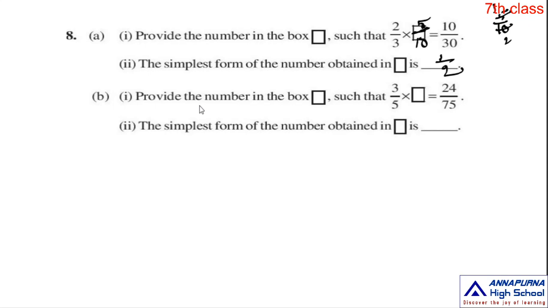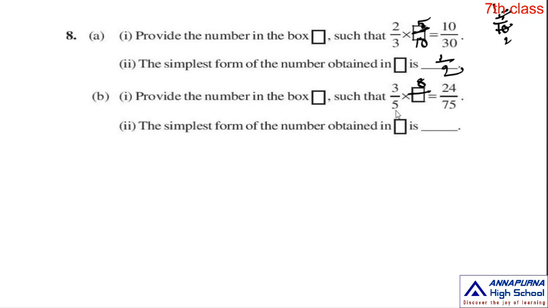Next, B. Provide the number in the box such that 2/5 × dash is equal to 24/75. So here, which number is to be multiplied? So 3. If you recite the 3 table till you reach 24, how many times? 3 ones are 3, 3 twos are 6, like that. 3 eights are how much? 3 eights are 24.